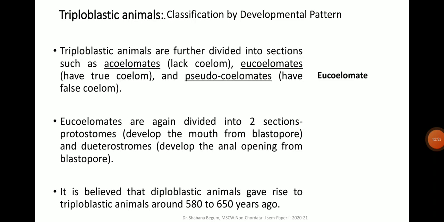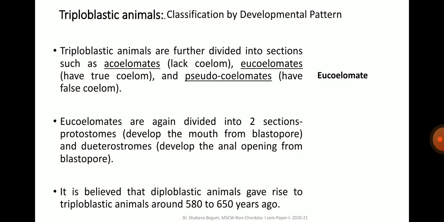So, here the triploblastic animals are further divided into sections such as acoelomates, which lack a coelom, eucoelomates, which have a true coelom, and pseudocoelomates, which have a false coelom. Eucoelomates are again divided into two sections based on the position of the blastopore and what it develops into. For example, in protostomes, the mouth develops from the blastopore, whereas in deuterostomes, the anus develops from the blastopore.